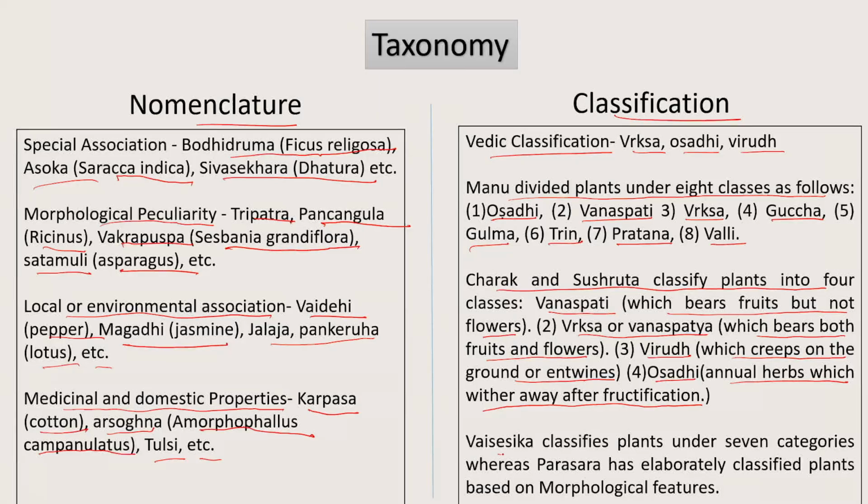So, this classification shows the personal observation done by the different scholars at their time period. Their own observation is mentioned according to the species they studied. YCC classifies plants under 7 categories, whereas Parasar has elaborately classified plants based on morphological features.